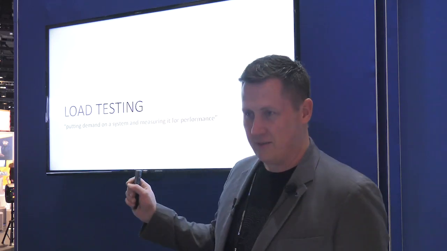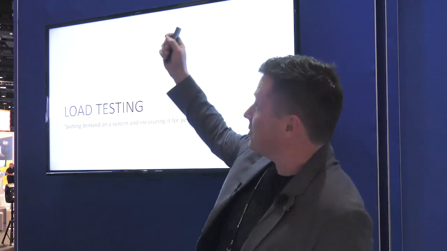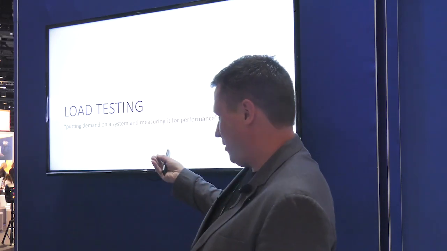As you can tell from my accent, I'm from Australia. And I'm actually the director of load testing at Tricentis, Tricentis being the #1 continuous test platform. And so I look after load testing. You might be wondering, what is load testing? I've got the definition up here on the screen. So load testing is simply putting demand on a system and measuring it for performance. That's what we do.